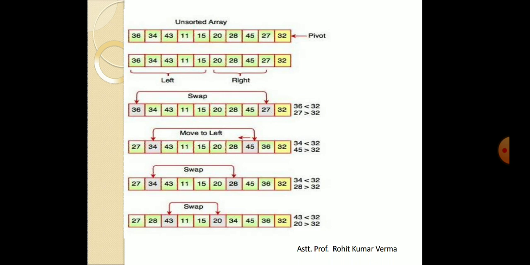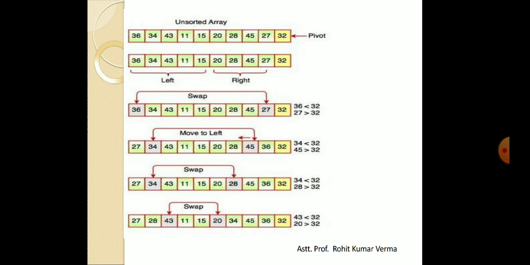Whenever you start comparison from the left-hand side, you have to check for a value greater than the pivot element. In our first comparison the value is 36 and our pivot element is 32. Here we find a larger value than the pivot element, so we stop. Now we start our scanning process from the right-hand side. Here you can see on the right side we have 27, which is less than 32. So our second condition is satisfied.